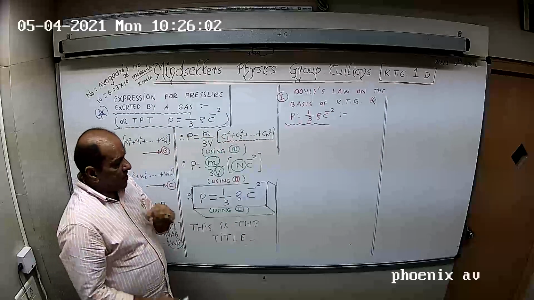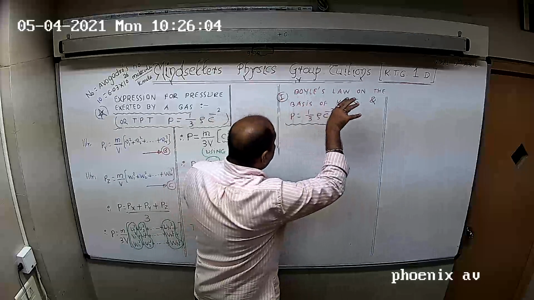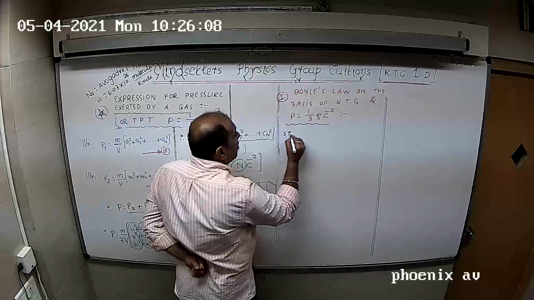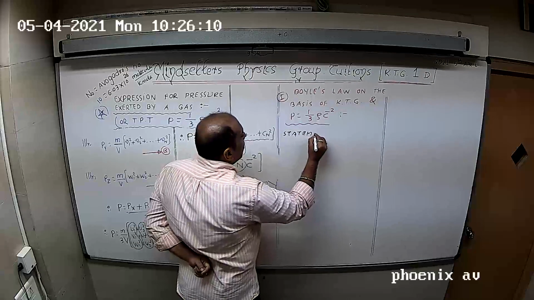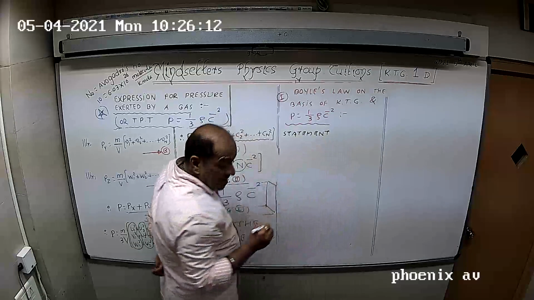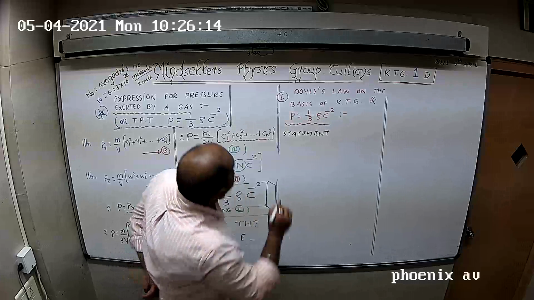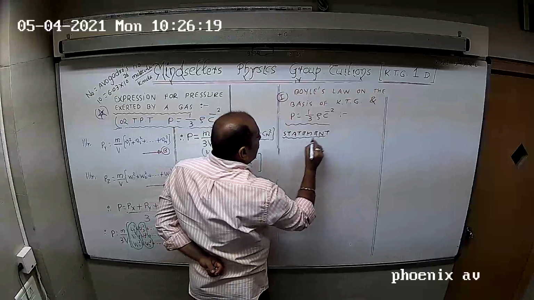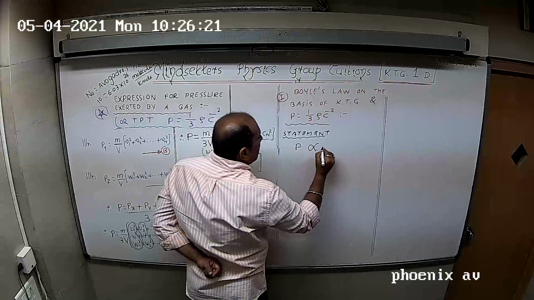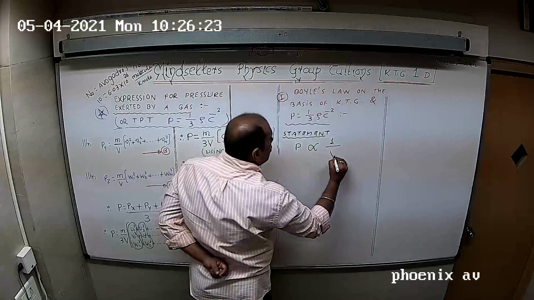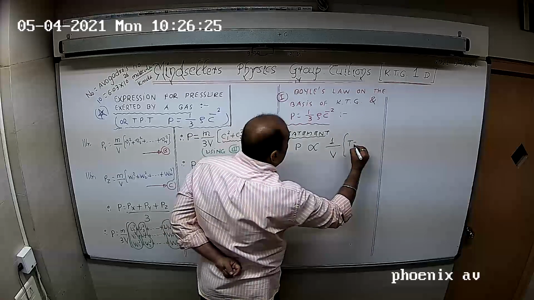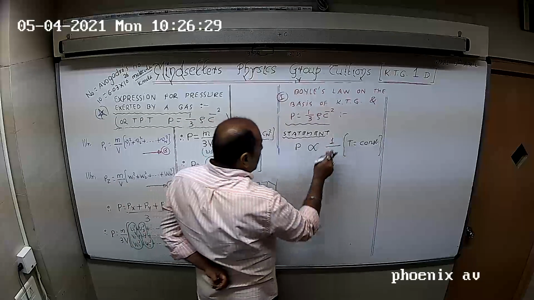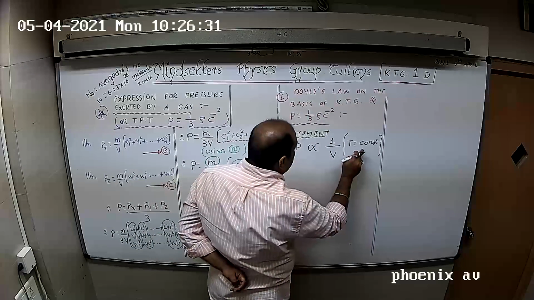What we derive, right? That means we are going to derive Boyle's law but taking help of P equal to 1/3 rho c square. Now what was the statement of Boyle's law, students? The pressure of a given mass of a gas is inversely proportional to volume provided temperature is constant.